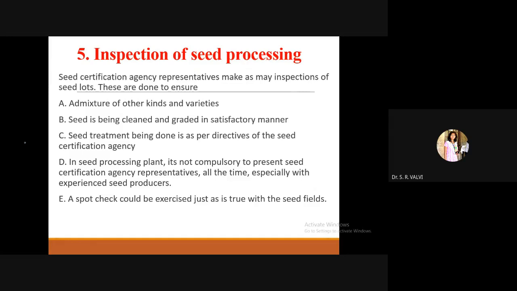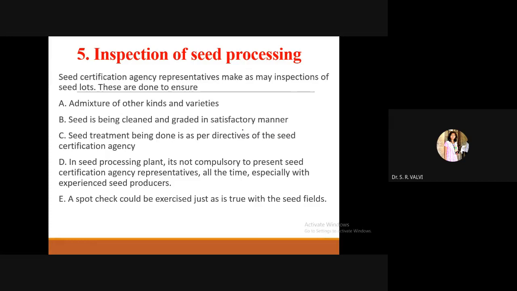Inspection of seed processing. Now next, fifth point is inspection of seed processing. So what inspection you have to do, and what you have to observe. Now see here, you have to ensure that admixture of other kinds and varieties should not be there. So this thing first you have to inspect. Then seed is being cleaned and graded in satisfactory manner.